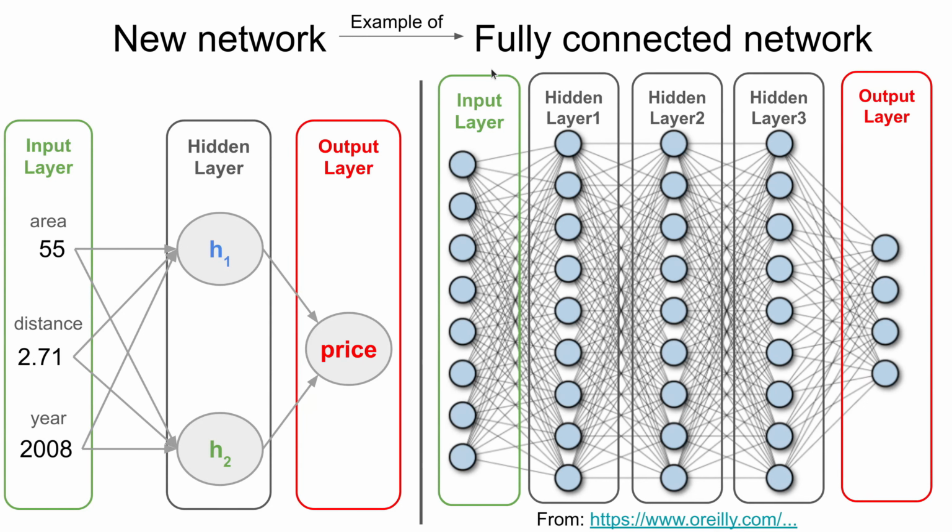And it's called fully connected because each neuron from one layer is connected to each neuron from the next layer. But no neuron is connected to a later layer. So only between consecutive layers we have connections.